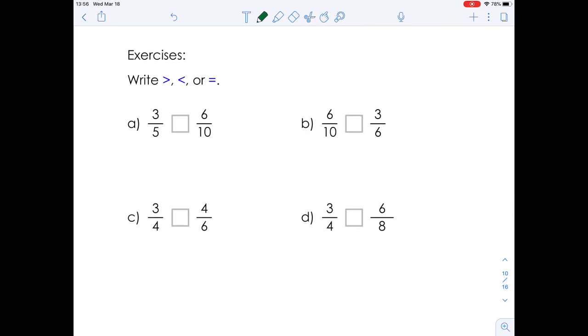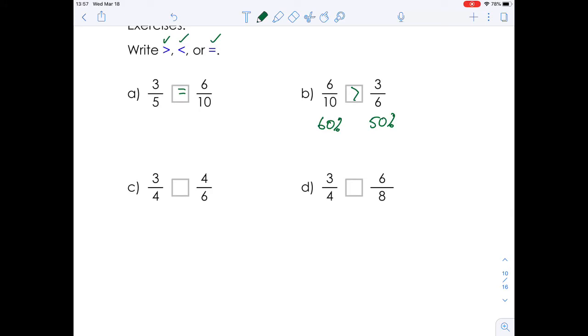So go ahead and pause the video and put in greater than, less than, or equal to for these ones here. So 3/5 is equal to 6/10. 6/10 is greater than 3/6. I know that 3 out of 6 is exactly half, or 50%. And you probably know that 6 out of 10 is 60%, so that's a little bit bigger. So you can go back to that percentage strategy if you would like.